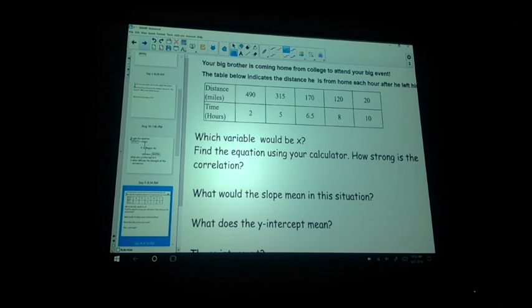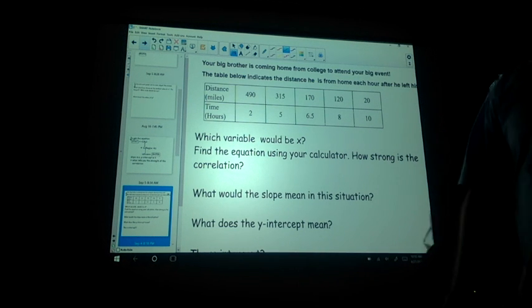All right. This one says your big brother is coming home from college to attend your big event. The table below indicates the distance he is from home each hour he left. Which variable would be x? Which variable would be y? And then find the equation using your calculator. How strong is the correlation? All right. Does everyone have this written down? Yes.